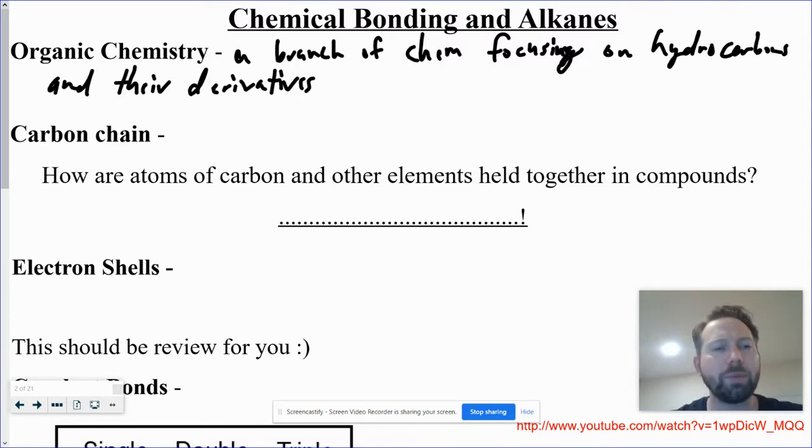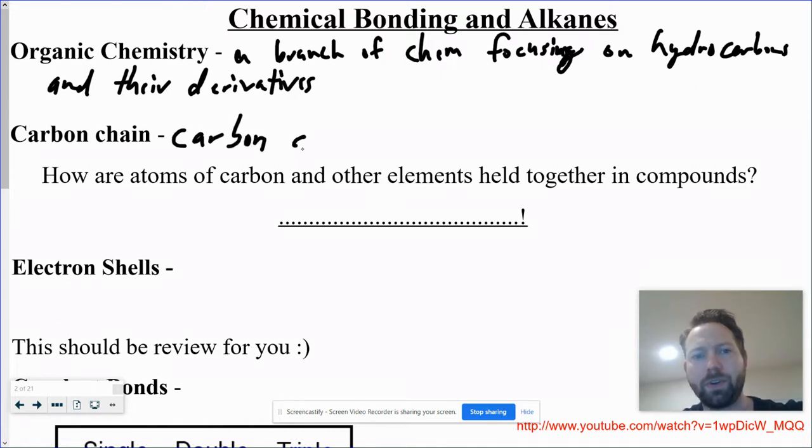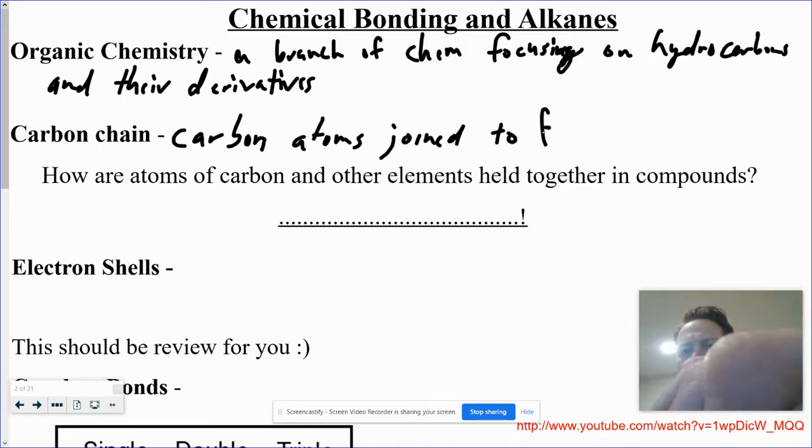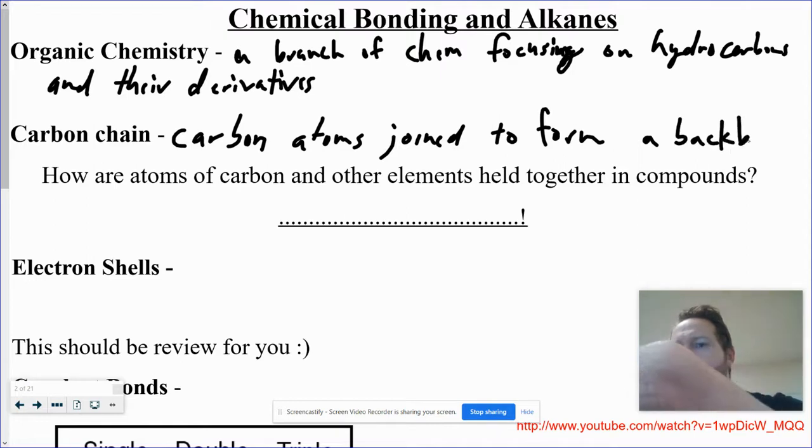All hydrocarbons are essentially just hydrogen and carbon bonded together. In hydrocarbons, you have a main carbon chain, we call it the parent chain. These are carbon atoms joined to form a backbone. We sometimes call this also the parent chain.